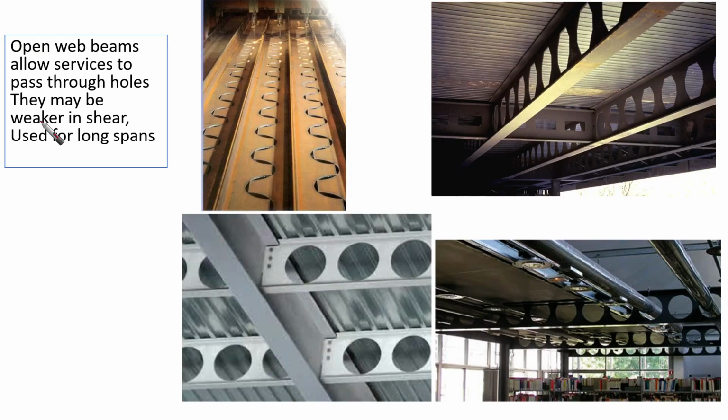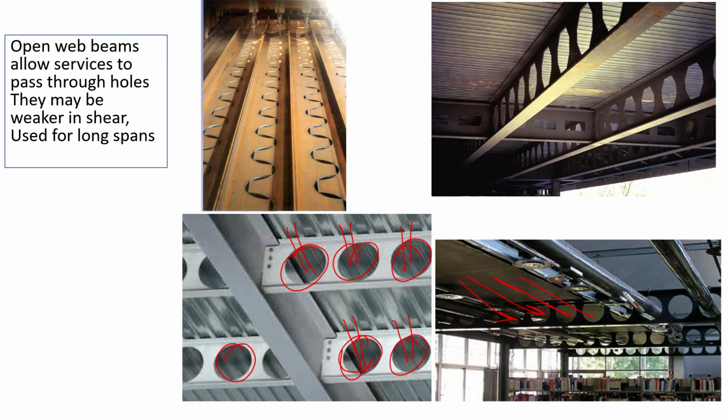Sometimes we can find open web beams, as you can see here, with very large circular hollows. This is, first of all, in order to reduce the amount of steel, and it is also good for allowing services to pass through the holes. These holes are very useful for HVAC or cable trays or something like this.